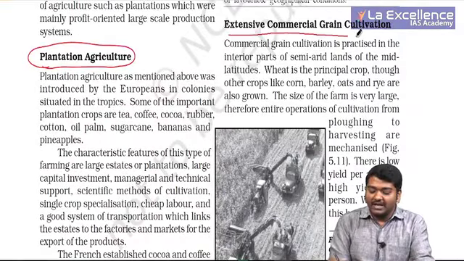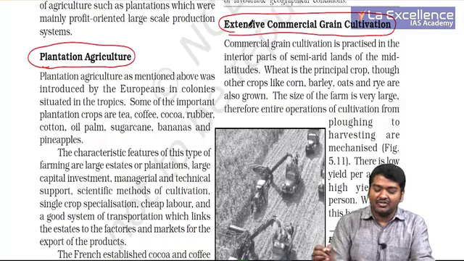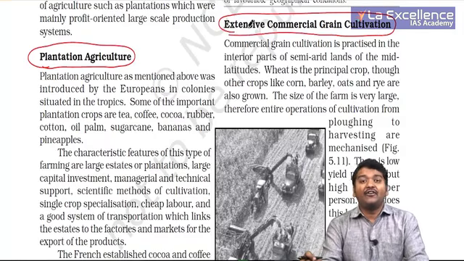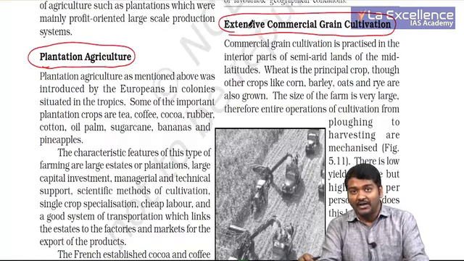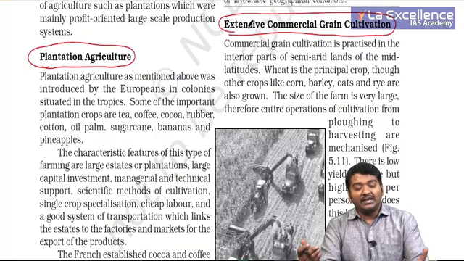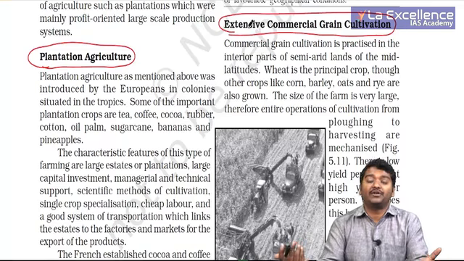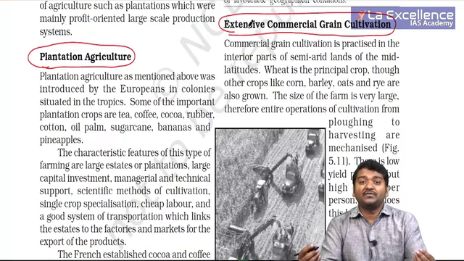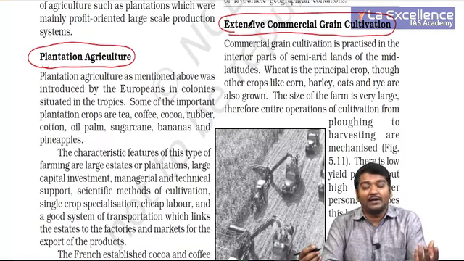Then we talk about extensive commercial grain cultivation, especially in areas where huge lands are usually available. Usually grasslands are also considered here. Here in India, when we talk about commercial grain, we have at most 100 to 200, and most of the farmers have half an acre to 1 acre of land.